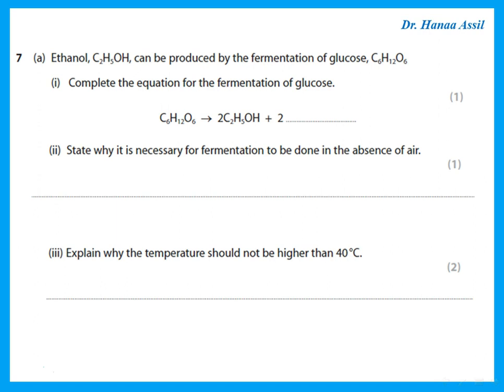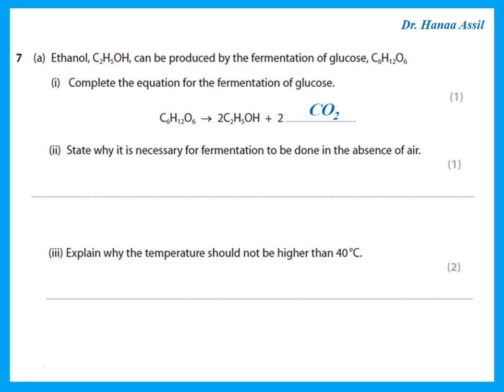Ethanol can be produced by fermentation of glucose. Complete the equation for fermentation of glucose. Remember, fermentation of glucose is when we put yeast on glucose. It will give ethanol plus what? Remember, it gives ethanol plus carbon dioxide.